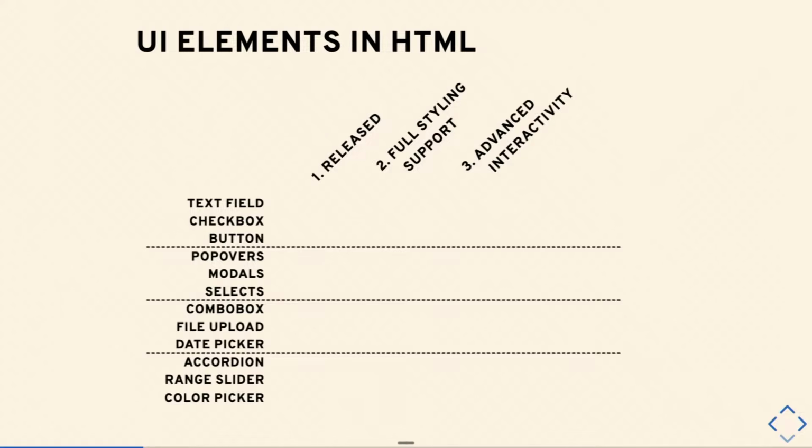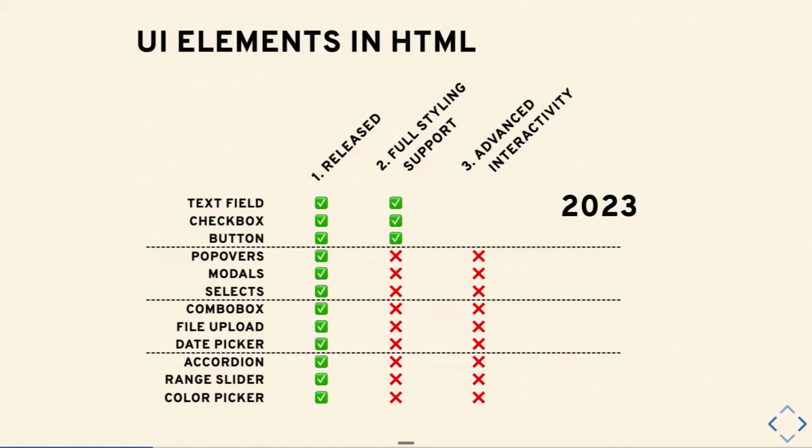So for comparison, we've got the simple guys at the top, which is text field, checkbox, button. They've been there for a very long time, and they're fully stylable. This is what this table looked like in 2023. So you couldn't really do good styling support to the level that you might get from an SPA or a really nice component library in React land.